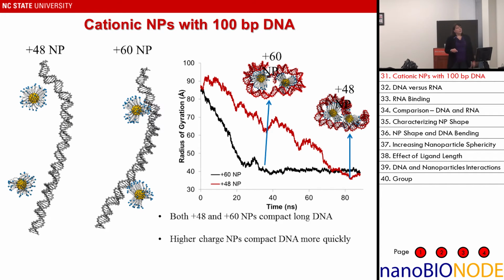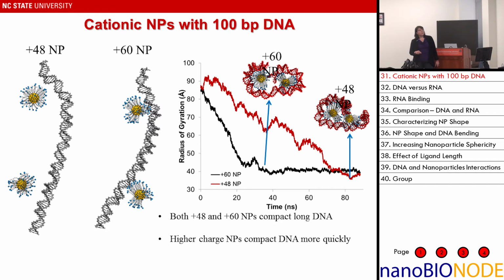However, if we compare 48 and 60, and now we put two nanoparticles and much longer DNA in general, I just want to see which one will do it faster. So it's a little bit easier to see. Again, it's all atoms. There are no united atoms here. So hydrogens are all present.